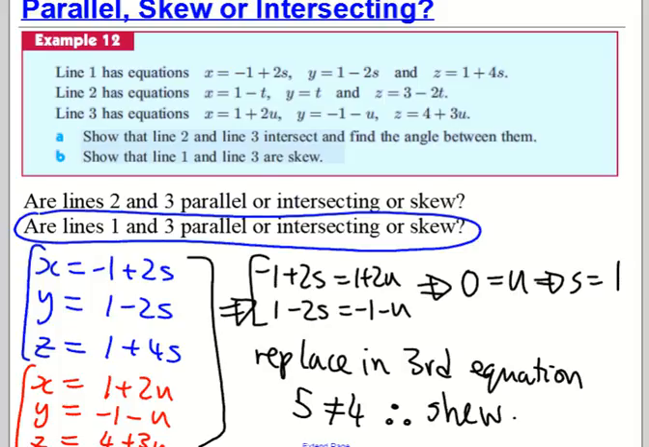Okay, you should have this. If we take any pair of equations, x and y, solve them simultaneously. You can solve that for u and s. Replacing in the third equation, it's not balanced. That tells you these lines are skew.